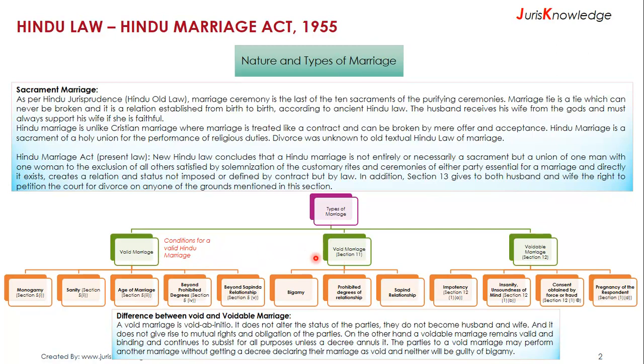Then second one is void marriages. I mean, when we can call a marriage to be a void, as per section 11, and voidable marriage, which means as per section 12. What are those specific conditions when we can call a marriage to be a voidable marriage? So valid, void, and voidable. As far as the valid marriage is concerned, for a marriage to be considered to be valid in the eyes of code of law, following conditions must be fulfilled or taken care of.